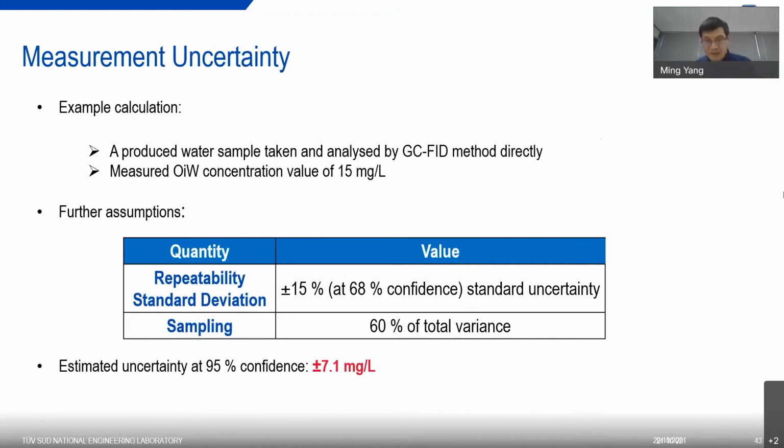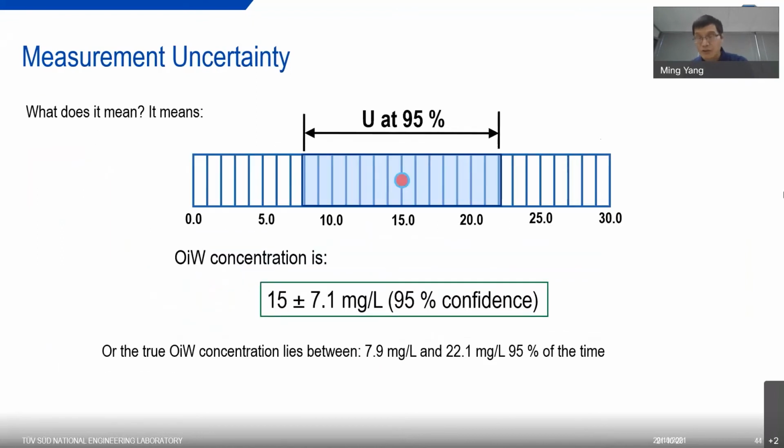So what does it really mean? For a measured 15 milligrams per liter of oil in water, by taking samples and measuring by the OSPAR GC-FID method, we estimated that the uncertainty will be plus or minus 7.1. So what does that mean? It means that the true value could be anything between 7.9 and 22.1. The takeaway message about uncertainty is that with current practice, using sampling and the reference method, the uncertainty can be fairly substantial.